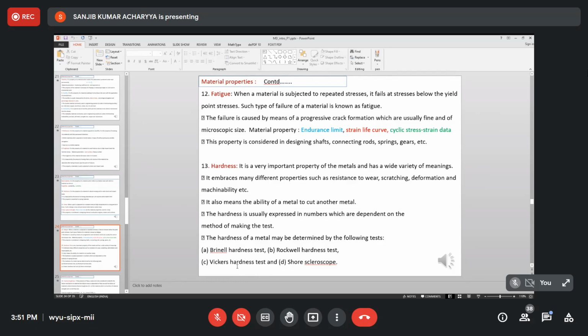And measurement of hardness also uses different techniques. There are different testing procedures for measuring hardness: Rockwell hardness, Brinell hardness, Vickers hardness, Shore scleroscope. There are different hardness measurement methods, and for every method there is a hardness parameter representing the hardness value, right? Brinell hardness number, Rockwell hardness number. This represents the hardness of a material.